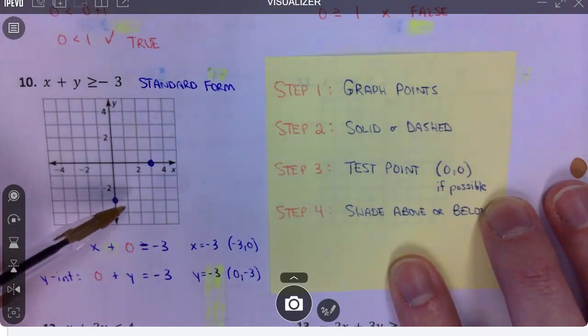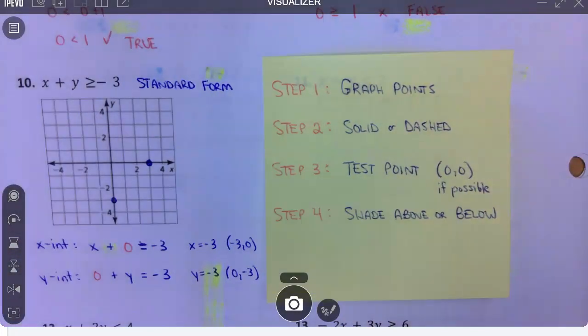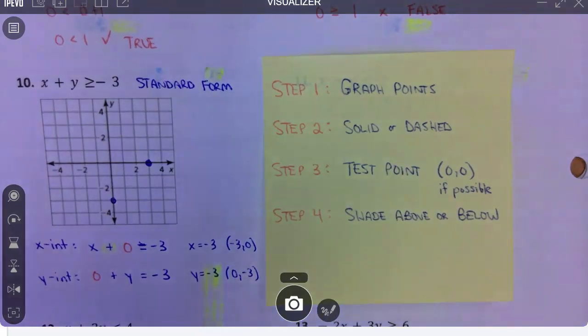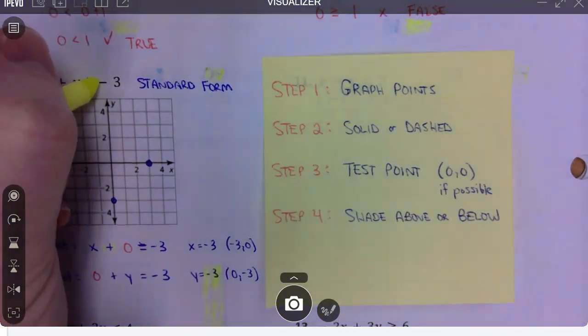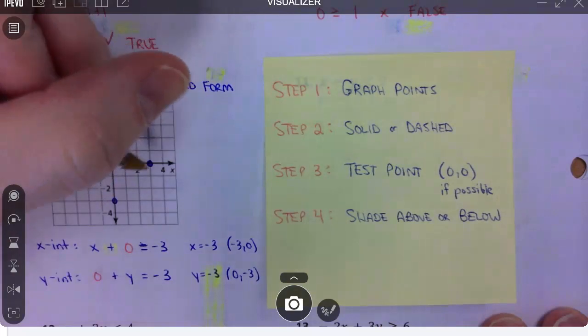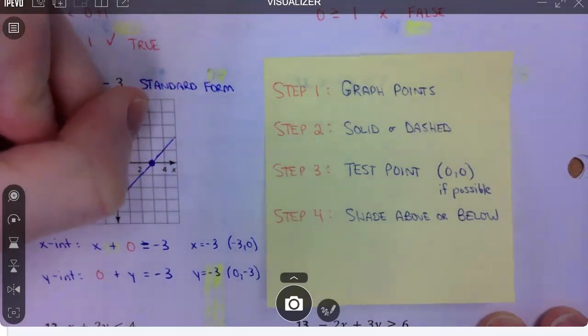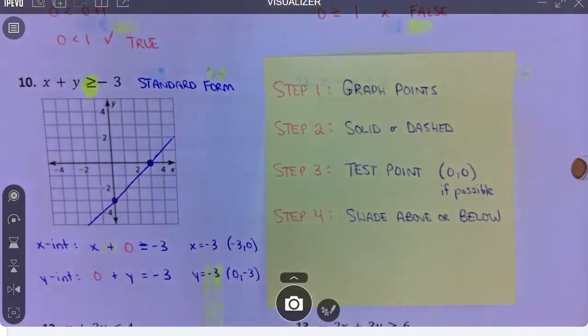Now from those 2 points, I still need to connect them for step 2 with either a solid or dashed line. Well, look at your inequality. It was greater than or equal to, therefore it is a solid line. Solid line. And we're going to be right here for our solid line.